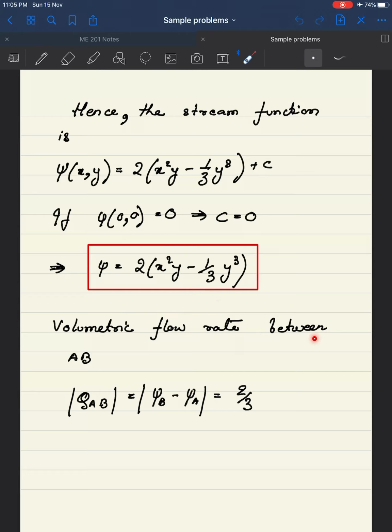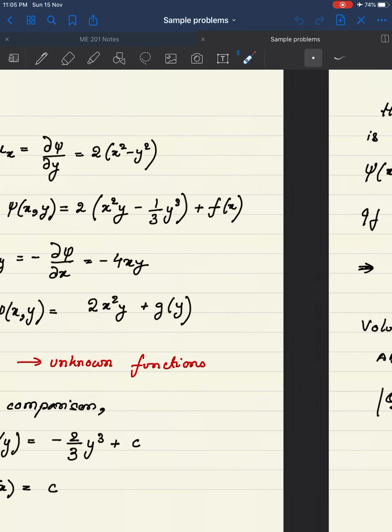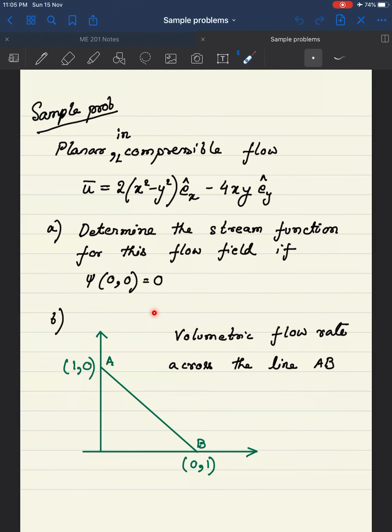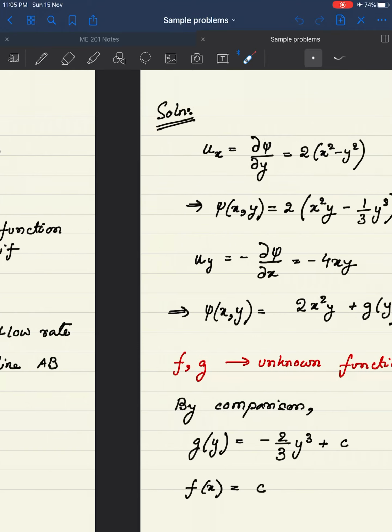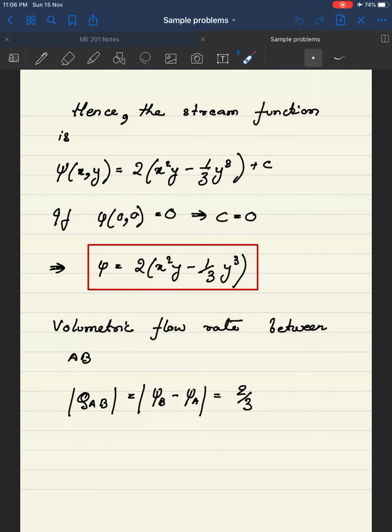The volumetric flow rate, when you are asked about AB, you only have to figure out the volumetric flow rate. Basically, imagine two streamlines passing through, one through (1, 0) and another through (0, 1). Whatever the flux through AB will be is just the difference of the stream functions. If you want to prove this for yourself more rigorously, you can, but this is simply the two stream functions evaluated at these two places. So the answer is 2/3.